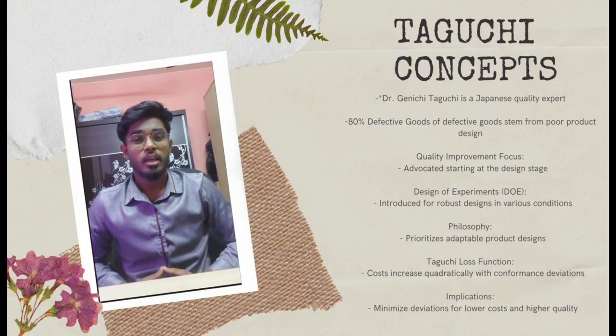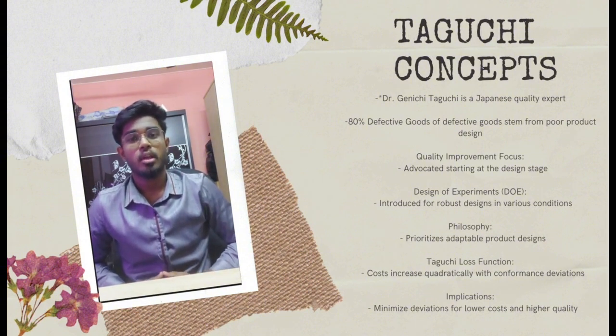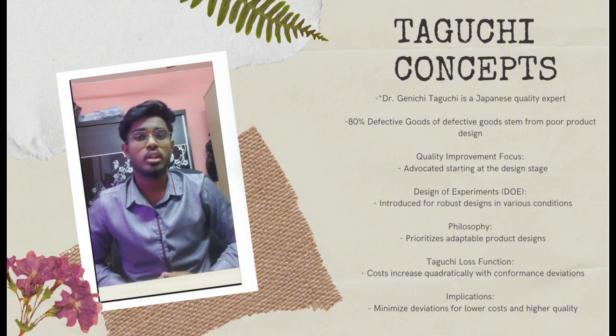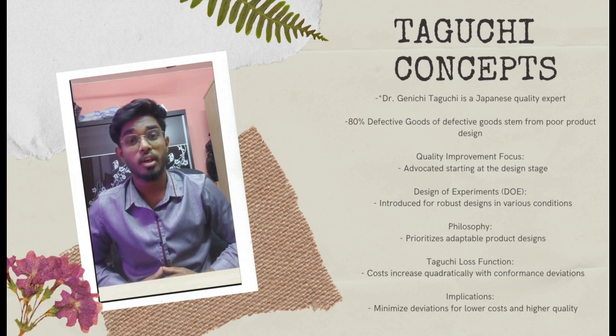The sixth concept in TQM is the Taguchi concept. Dr. Genichi Taguchi, a Japanese quality expert, emphasized that 80% of defective goods stem from poor product design, advocating for quality improvement efforts to start at the design stage due to its cost effectiveness. Taguchi introduced the design of experiments concept to product design, aiming for robust designs capable of performing in various conditions. Its philosophy prioritizes designing products adaptable to different environments rather than controlling those environments.